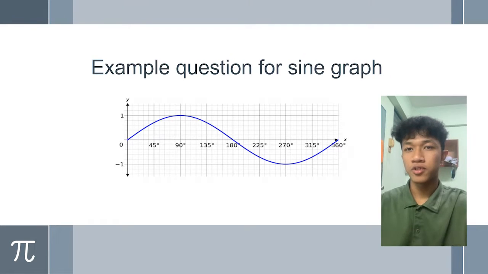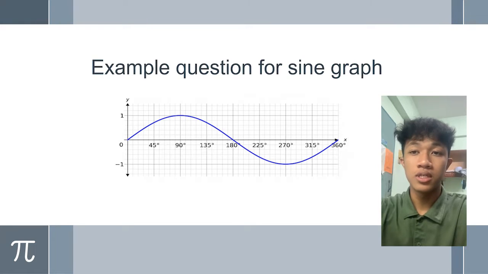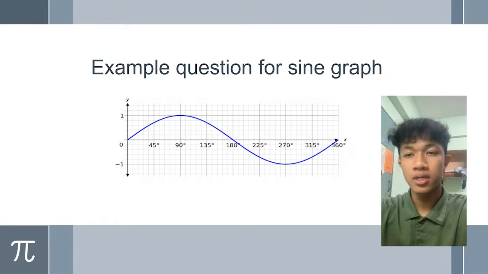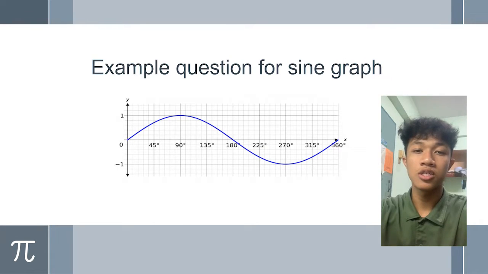The graph shows y equals sin x between 0 degrees and 360 degrees. The key features of this graph you need to remember: the peak is 1 and occurs at 90 degrees. The minimum is -1, occurs at 270 degrees. The graph crosses the axis at 0 degrees, 180 degrees, and 360 degrees.